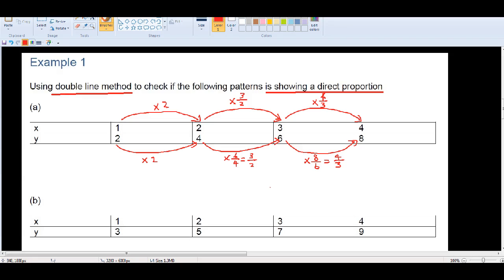So that basically means whatever factor is applied to x, the same number you should multiply on y as well. So this is showing a direct proportion. x and y are in direct proportion, or you might say y varies directly with x.